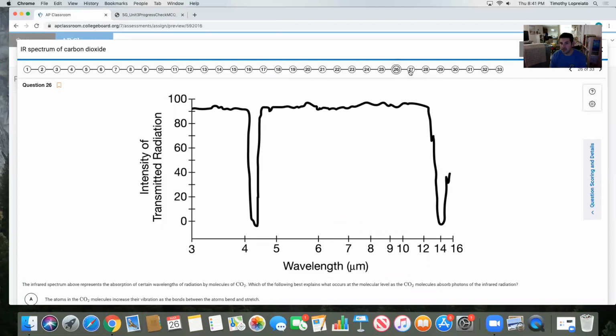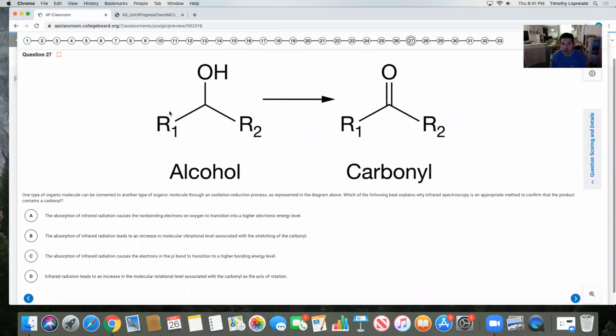We got 7 questions left. Okay, we have an alcohol forming a carbonyl group. The R's represent just chains of carbons, doesn't matter, all right, hydrocarbons. So we're just going from an OH bond to a double bond O. All right, so again, this is where having a little bit of organic background does help us.